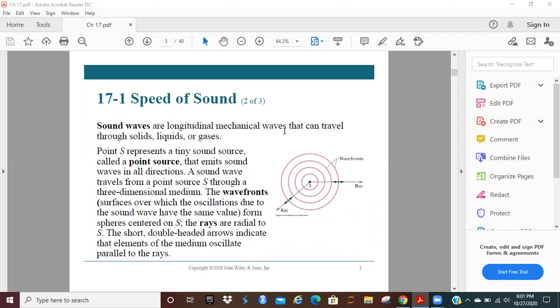In other words, they're going to stick out at a certain distance, like having a circle and a radius drawn to the center of the circle. And so the short double-headed arrow indicates that elements of the medium oscillate parallel to the rays. So they're going to work pretty much in the same dimension.